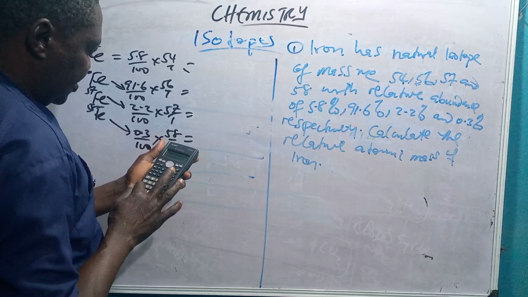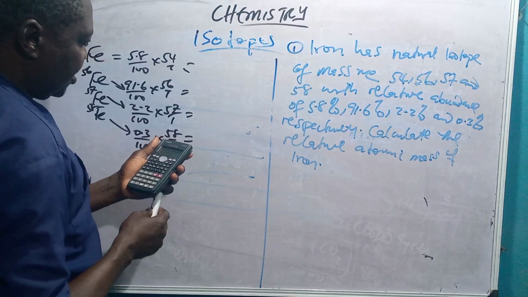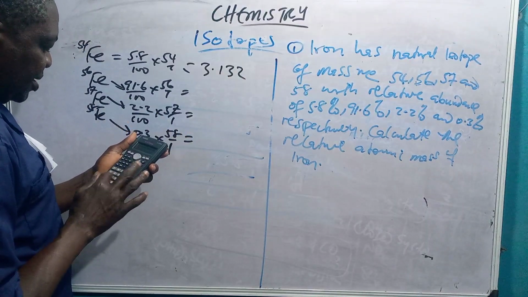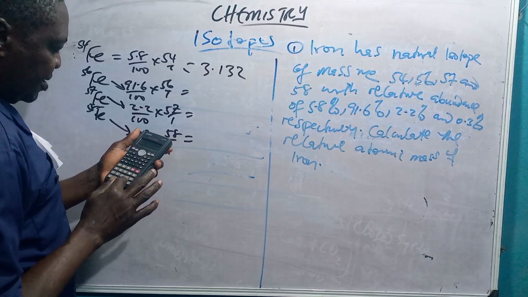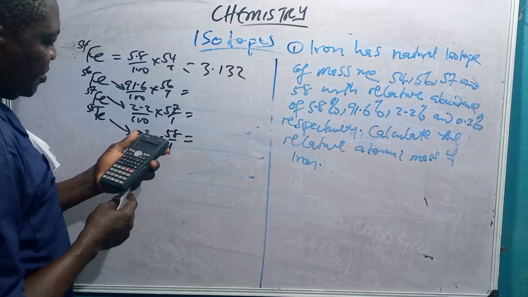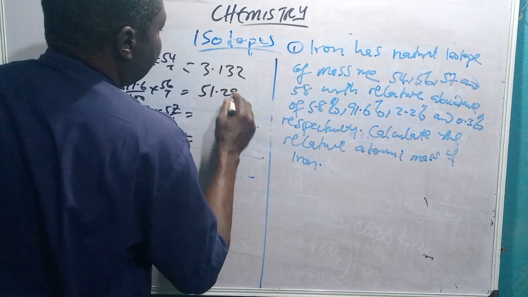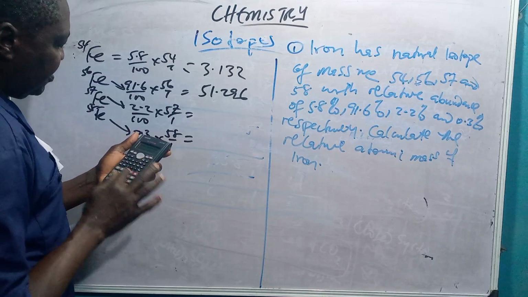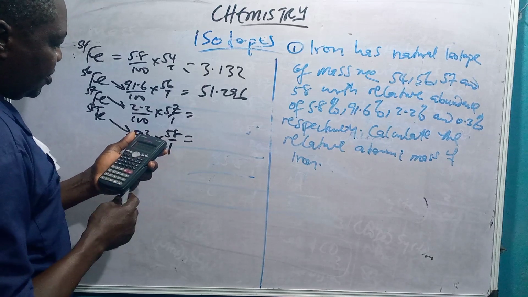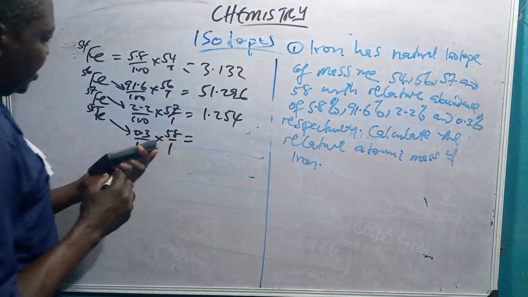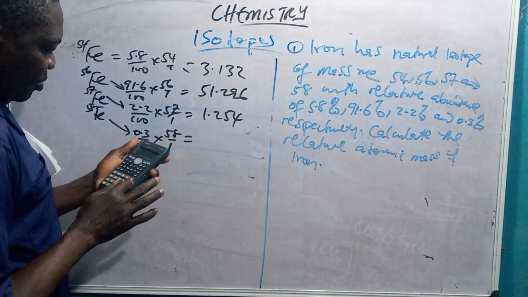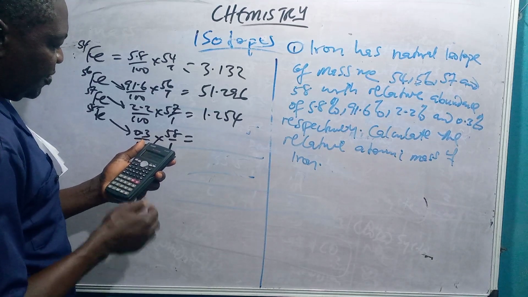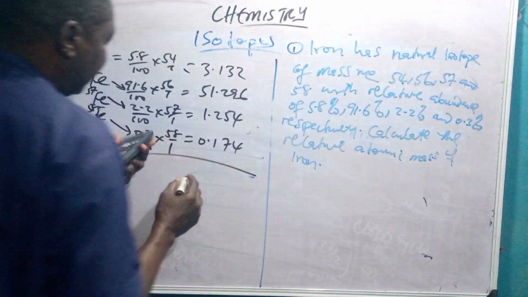5.8 times 54, divided by 100, gives you 3.132. For the second one, 91.6 times 56, divided by 100, gives you 51.296. Then the third one, 2.2 times 57 divided by 100 gives you 1.254. And the last one, 0.3 times 58, divided by 100, gives you 0.174.